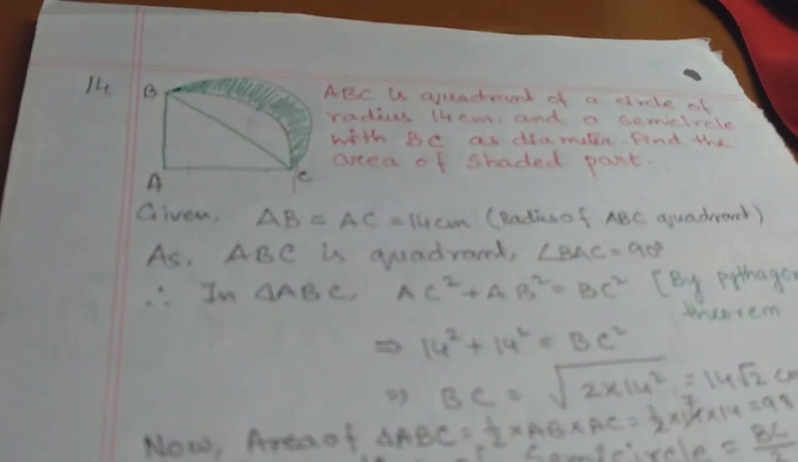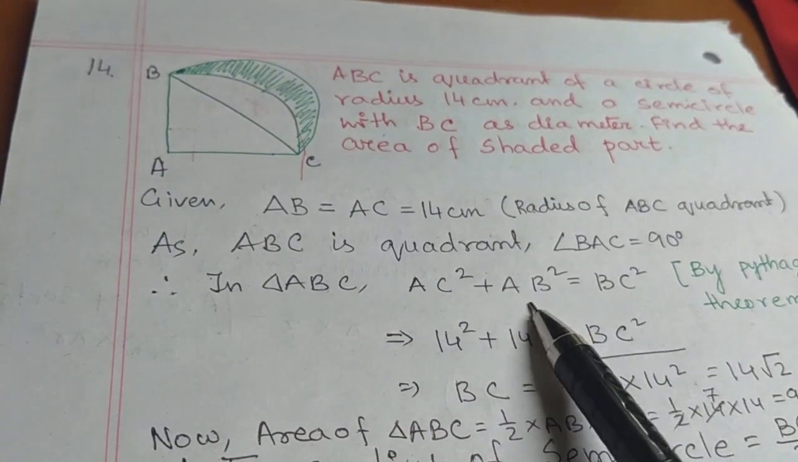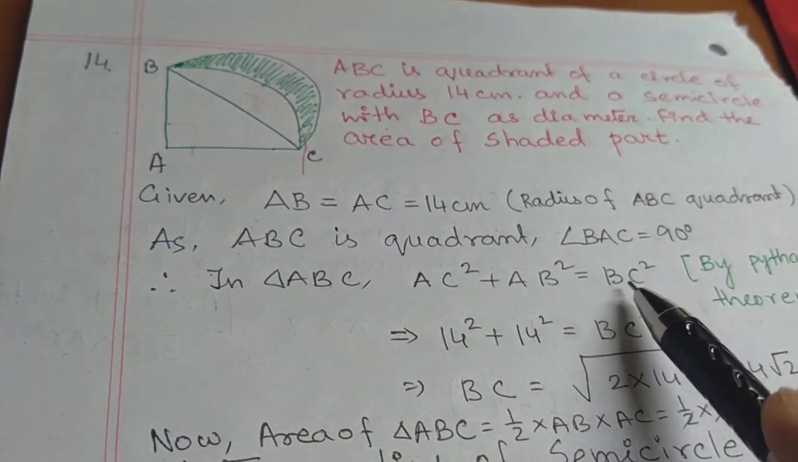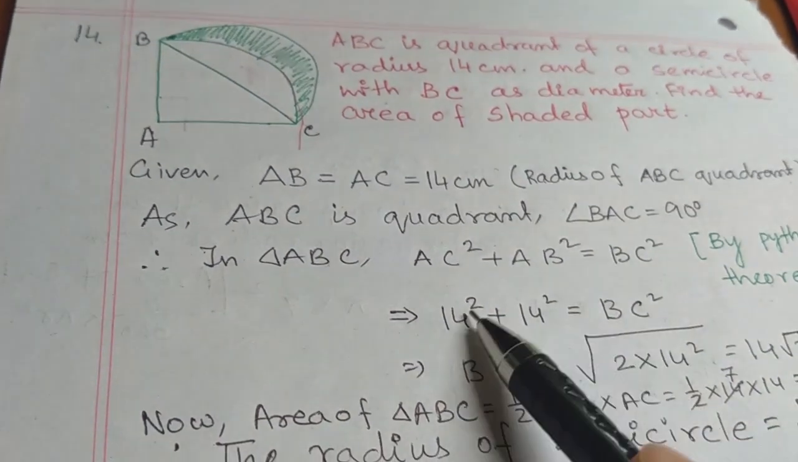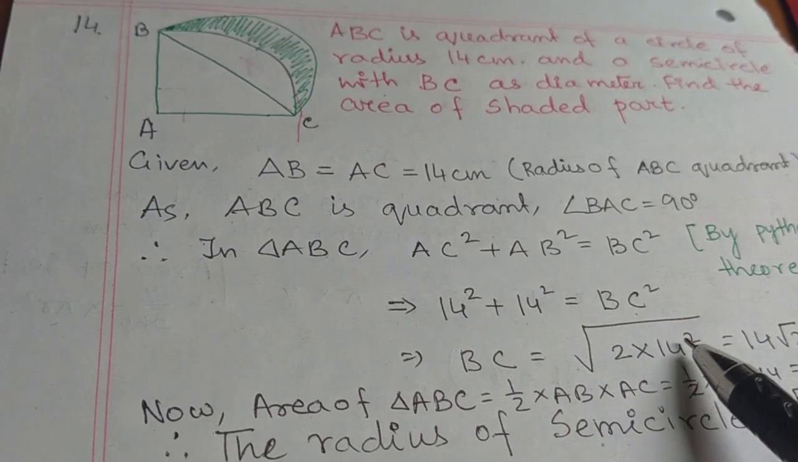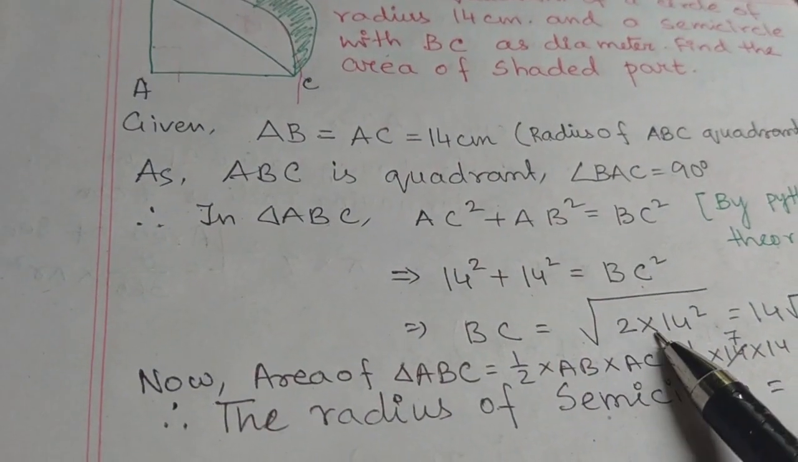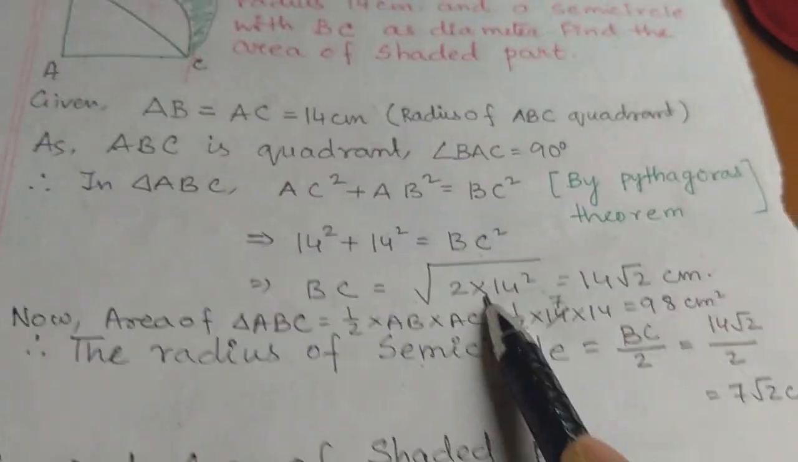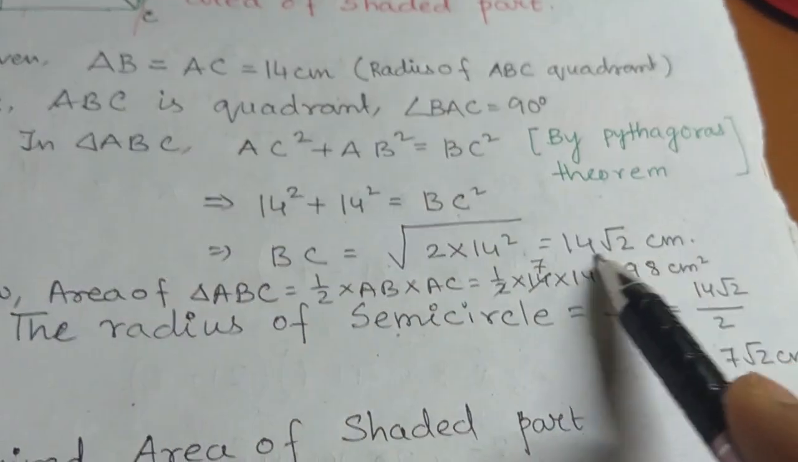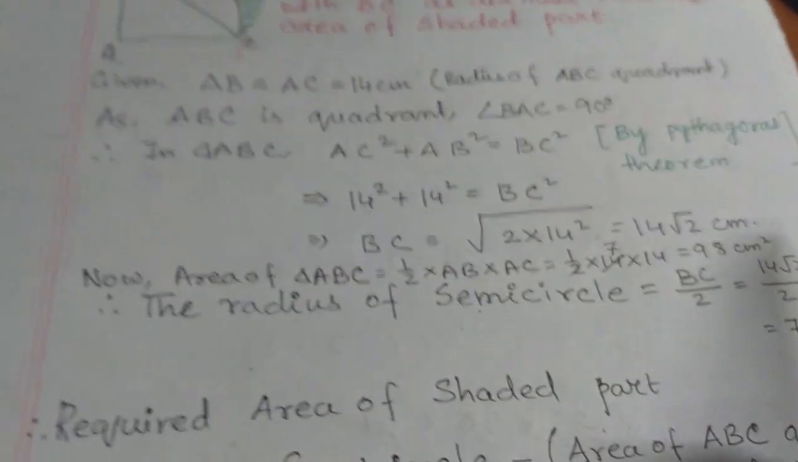So AC value is given 14, and AB value also 14 here. We have to find BC. So 14 square plus 14 square equal to BC square. So here I wrote BC equal to square root of 14 square plus 14 square. That will actually be 2 into 14 square, right? A plus A is 2A. So it equals 14 root 2 centimeter. So BC value we got is 14 root 2 centimeter.